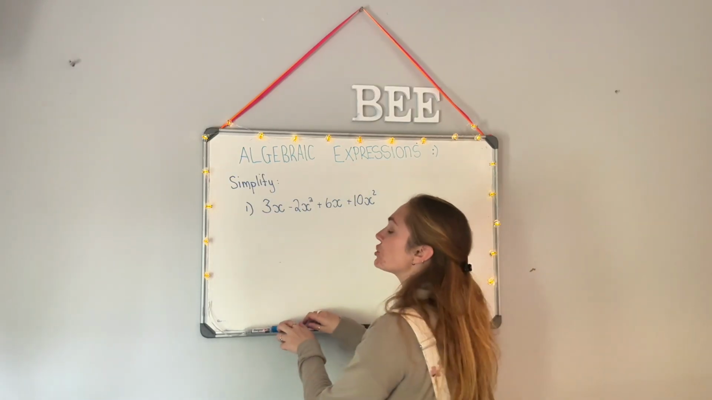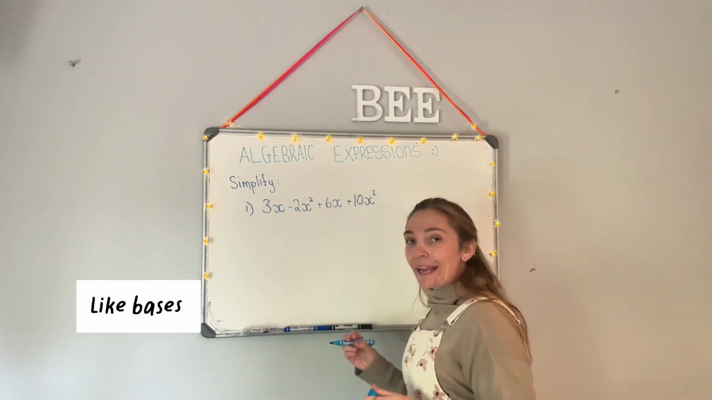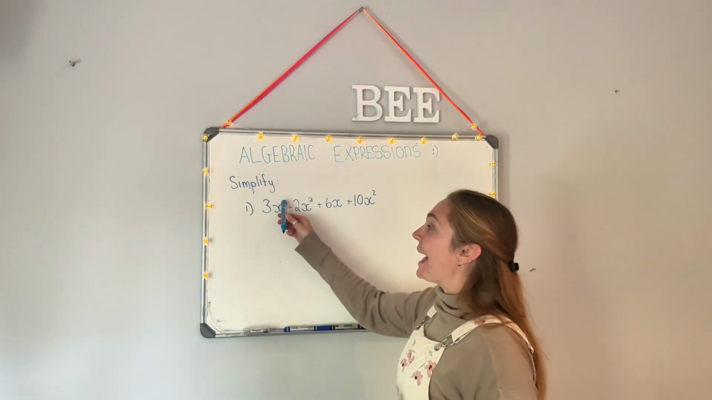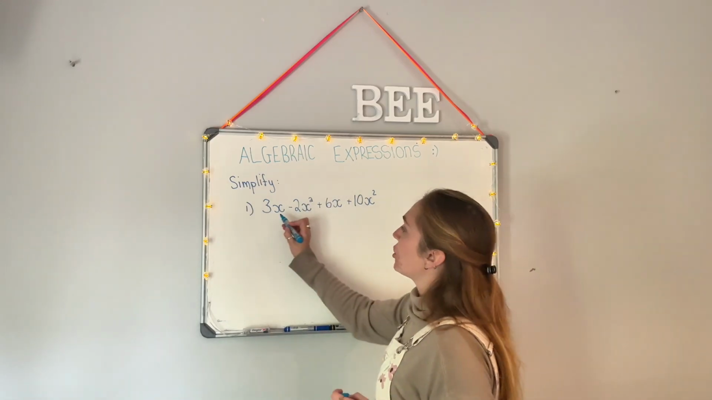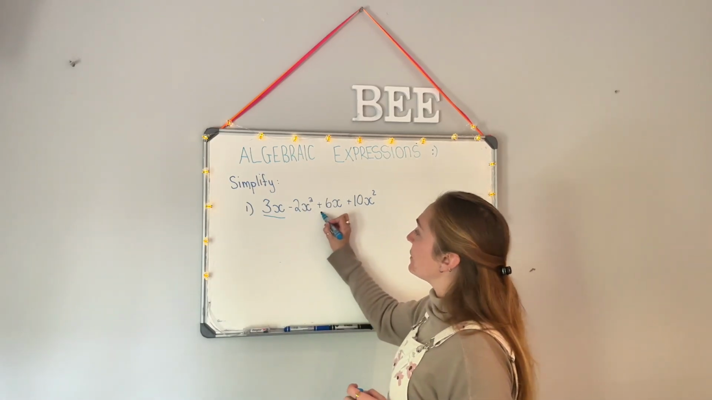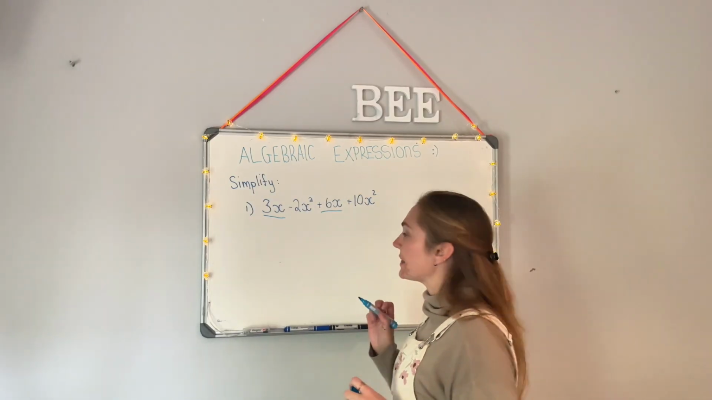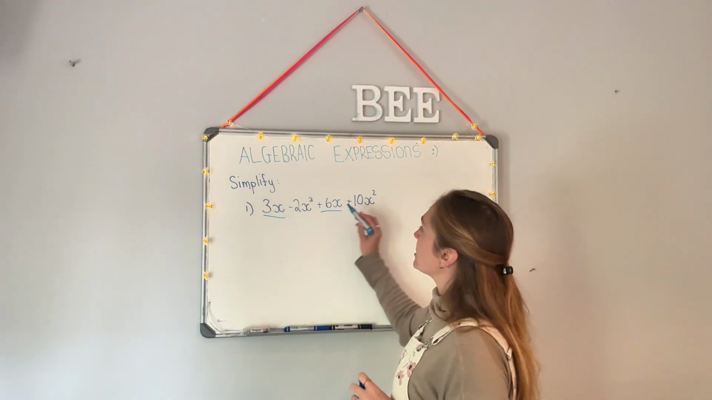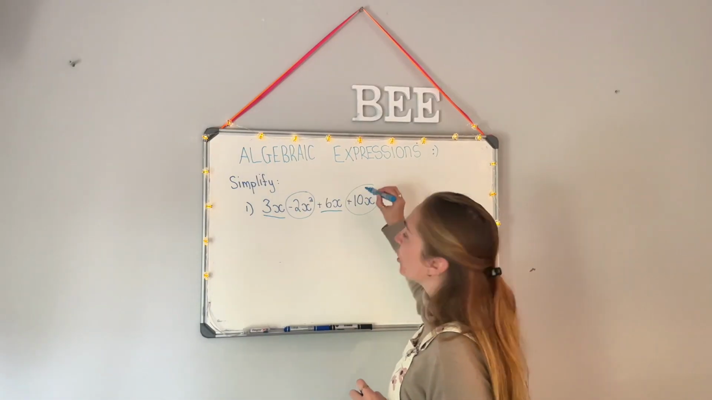Let's simplify this algebraic expression. The first thing you want to identify are the like bases. Like bases means that the variable and the exponent of the variable is exactly the same. So we've got 3x and there we've got another x. So the 3x and the 6x can work together. Then we see we've got an x squared and another x squared, and those can work with each other.